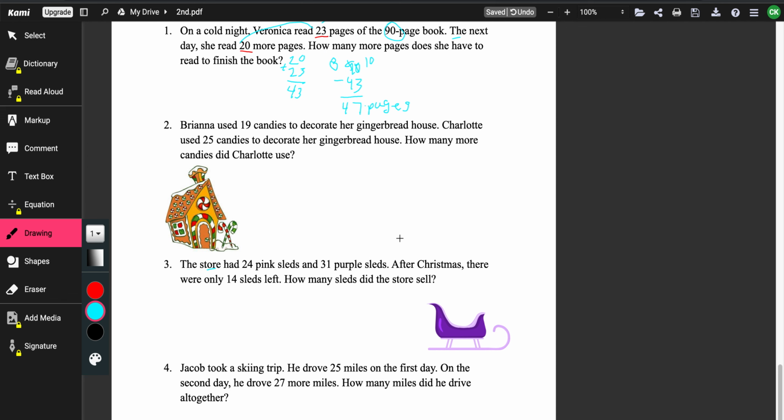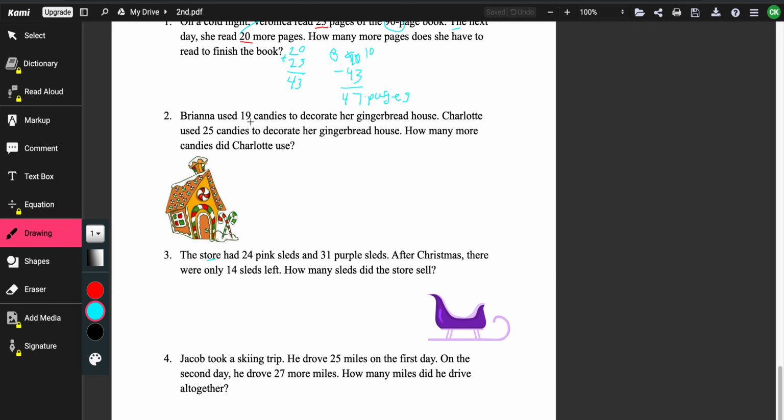Okay, I think we could do number 2. Brianna uses 19 candies to decorate her gingerbread house. Charlotte uses 25 candies to decorate her gingerbread house. How many more candies did Charlotte use? So what it's technically asking is that we're trying to compare how much more Charlotte used compared to Brianna. So Brianna only used 19, but Charlotte used 25, meaning that we're gonna have to subtract because we're trying to see how many more Charlotte used. So we're gonna do 25 minus 19.